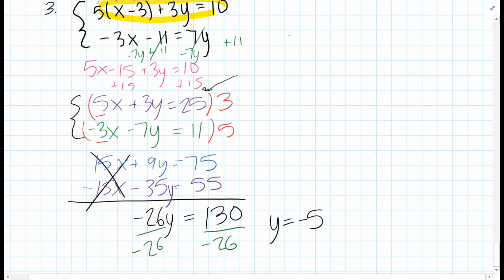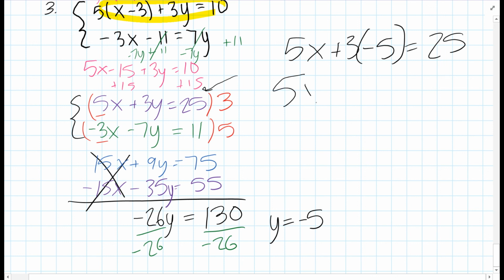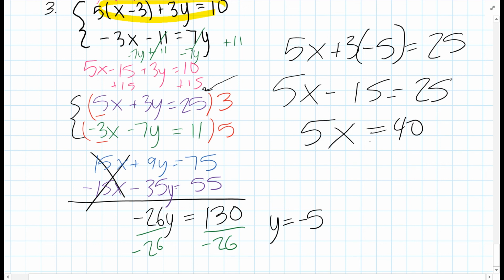So I've got 5x plus 3 times negative 5 equals 25. So 5x minus 15 equals 25. 5x is equal to 40. x is equal to 8. So I have my last final point, (8, -5).